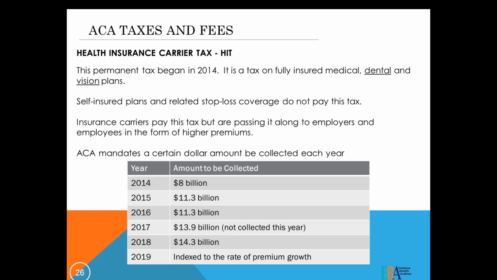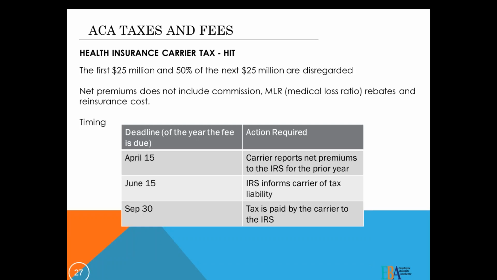So carriers will divide the total amount to be collected based on each carrier's share of the prior year's net premiums written. So obviously if you're in a state with a pretty large carrier that has many market share points, they will end up paying more in their HIT tax. Not all of the net premiums are taxed though. The first 25 million and 50% of the next 25 million are disregarded.